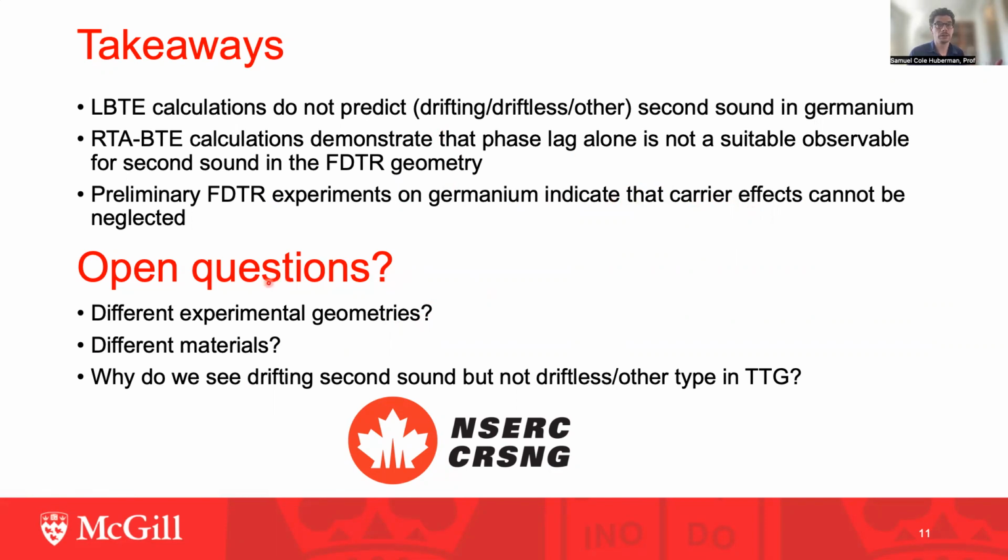I would like to see the study of second sound in germanium in an entirely different geometry, and that would lead to some robustness of this claim. As well, there are different materials such as graphite in FDTR, and how do those hydrodynamic signatures differ or are shared? And finally, what about the TTG, and why is it that we see a drifting second sound but not a driftless second sound or another type of second sound in TTG?